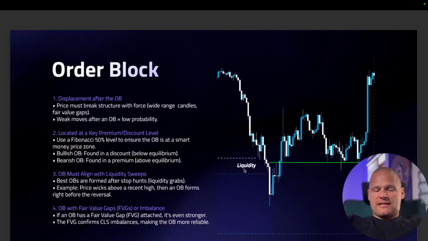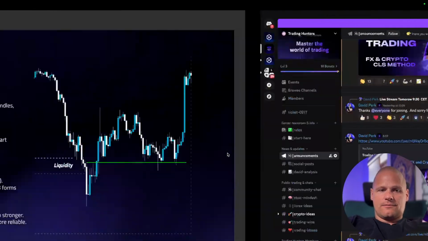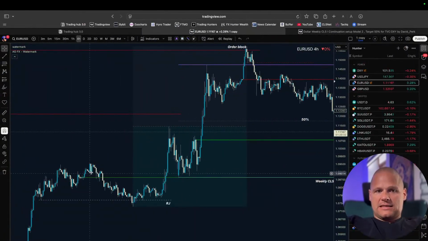That's where it has created some orders and trapped the traders into the wrong side of the trade, and that's the reason to move price higher. You can screenshot this, and obviously here is the most important thing: best order blocks are formed after the stop hunt, liquidity grabs, liquidity sweeps, whatever we call it. And then we're looking for the price to go higher. So we can see that has happened in here.